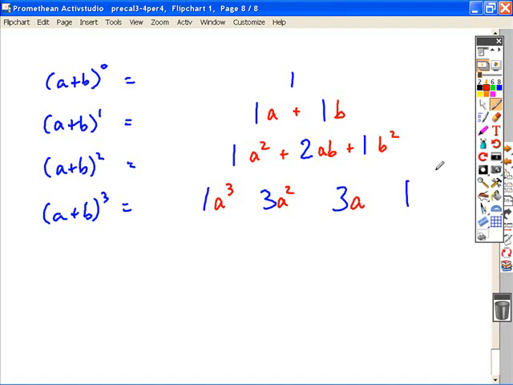Okay, on the far right, this last term b is going to start at the highest power, cubed, and then it's going to move from right to left and decrease by 1 each time. So b squared, b to the first, b to the 0. Okay, so here is the pattern for a binomial cube. Okay, it's also the pattern for a binomial square if you struggle with that at all.